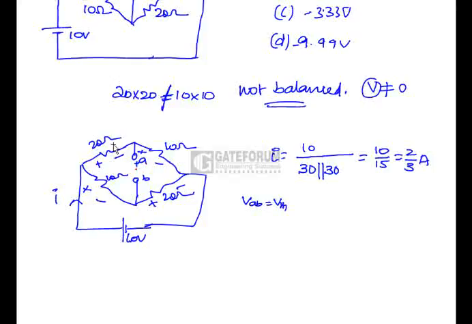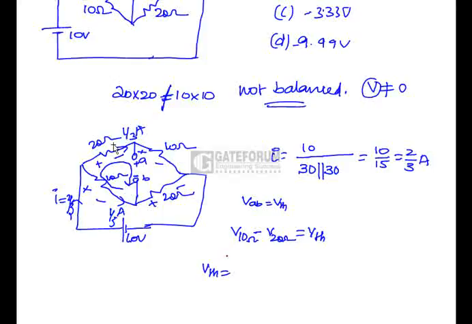Now VAB is equal to VTH. Let us take A at higher potential and B at lower potential. Now write KVL in this loop. If you write KVL in this loop, V 10 ohms minus V 20 ohms is equal to VTH. Now what is VTH here? The total current is 2 by 3 amperes, and the current flowing in this one is 1 by 3 and in this one is 1 by 3 amperes.